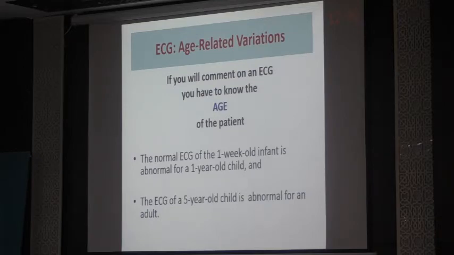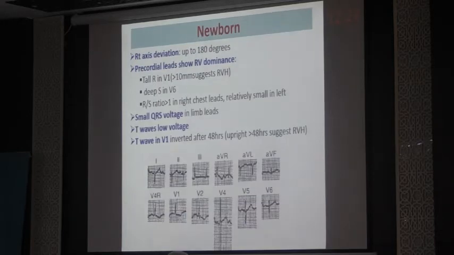So if you want to comment on an ECG, you have to know the age of the patient, particularly if you're in the pediatric department. The normal ECG of a 1-week-old infant is abnormal for a 1-year-old child. And the ECG of a 5-year-old child is abnormal for an adult.